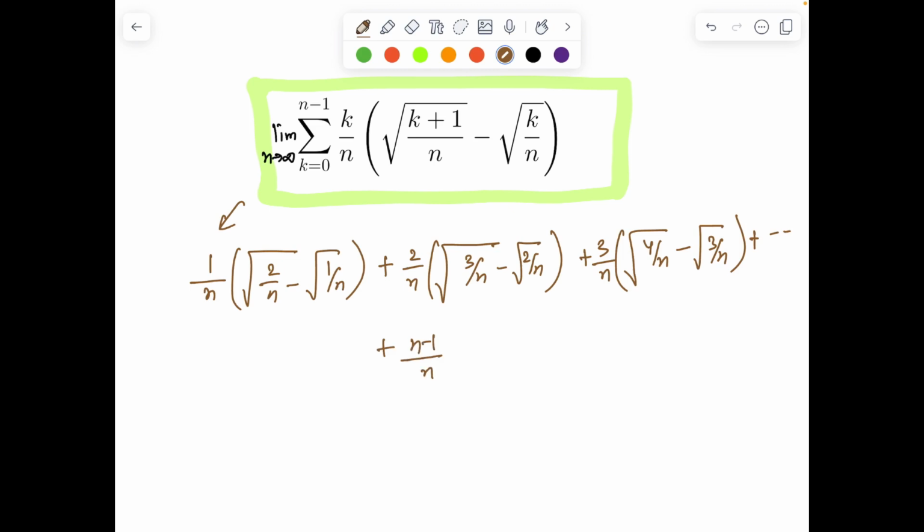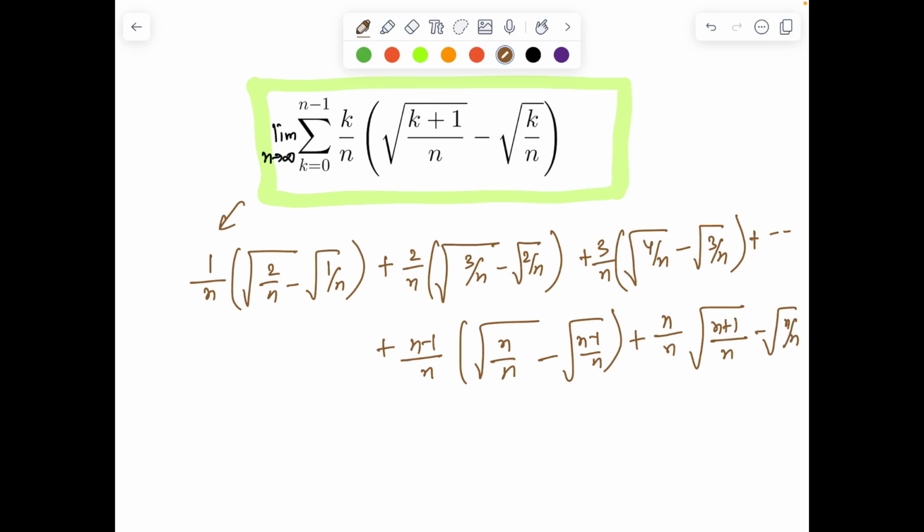The second last term will be n minus 1 by n times root over n by n minus root over n minus 1 by n, and the last term is n by n, which is 1, times root over n plus 1 by n minus root n by n. And we need to evaluate the limit as n tends to infinity.